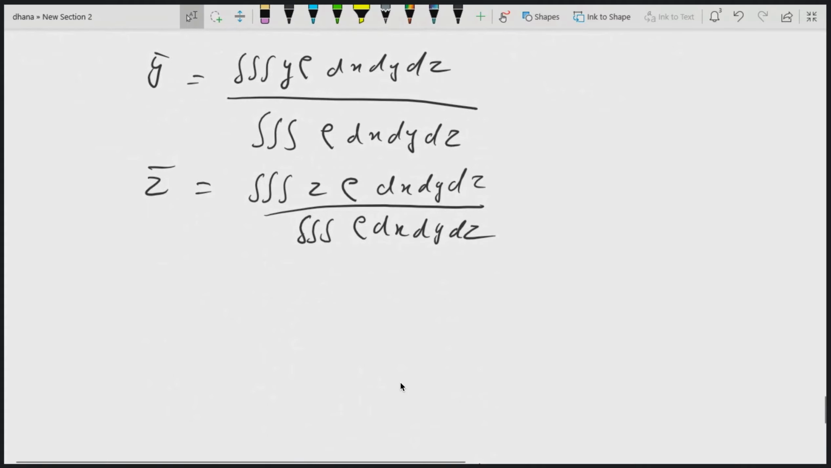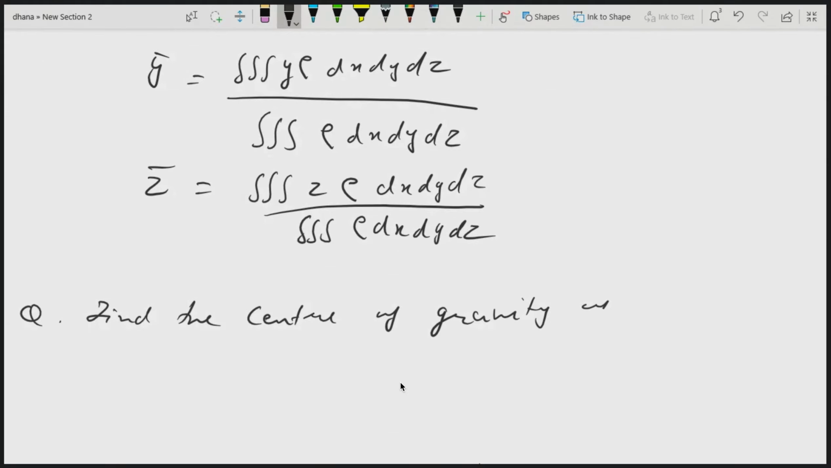That's it. So here they may ask you to use double integration or triple integration based on the given question. Either one of them you can use. So here is the question. By double integration, find the center of gravity of the area of the cardioid. And the cardioid they have defined in this manner: r is equal to a into 1 plus cos theta.